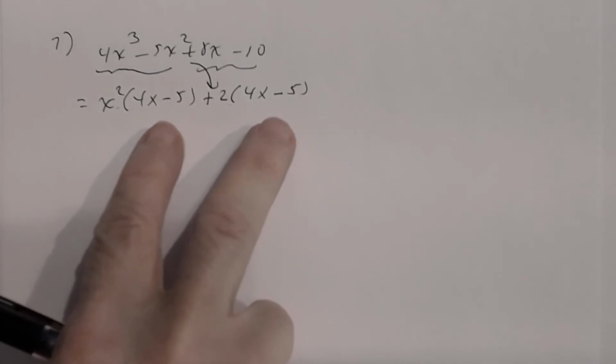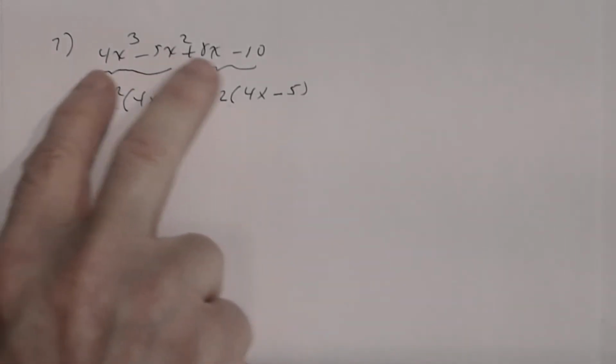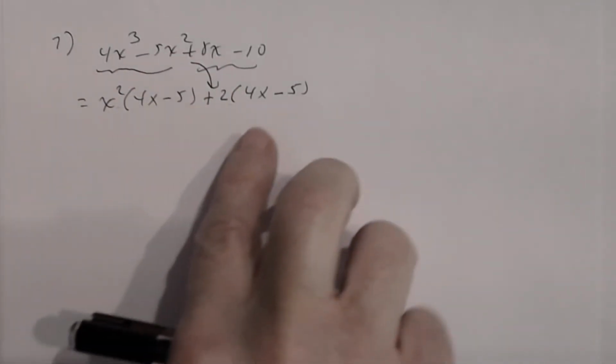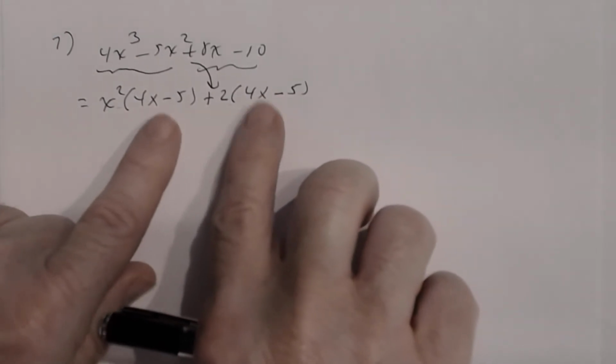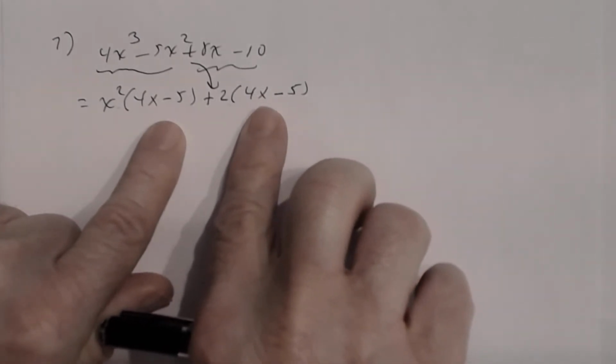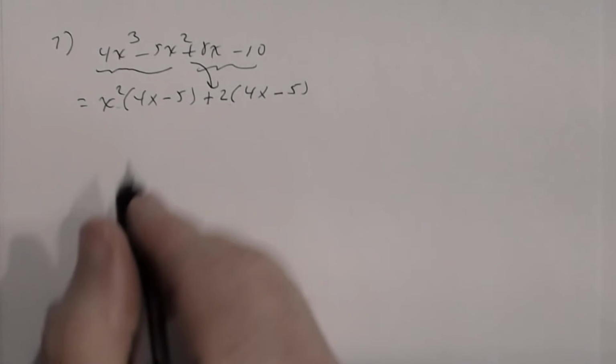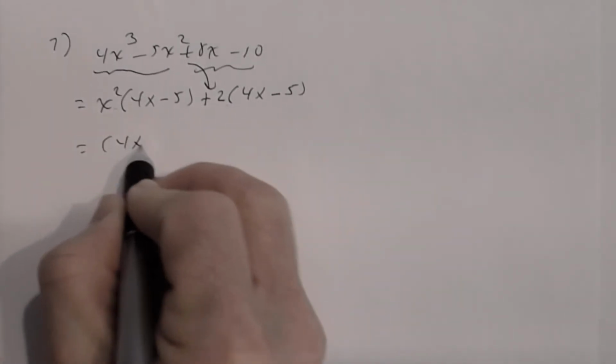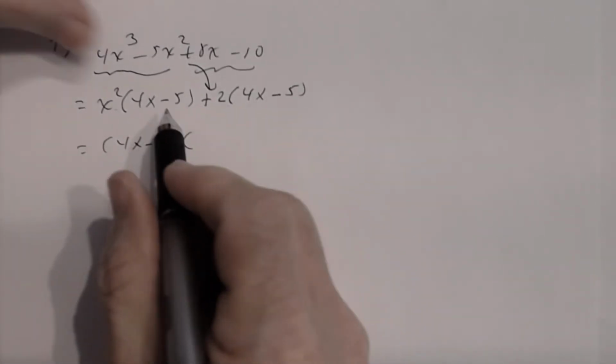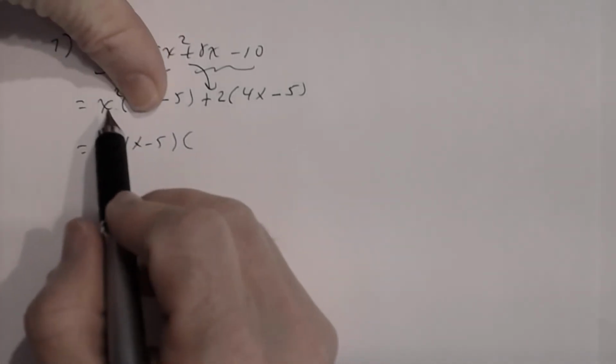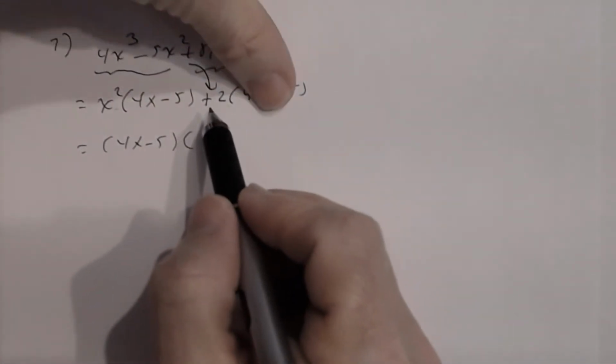And then it should always be, if it is factorable the way we have it, that these 2 groups have the same binomial factor here. And so all you do now is factor it out, and I get 4x minus 5 times, and then again, when you factor out that 4x minus 5, you're left with x squared plus 2.